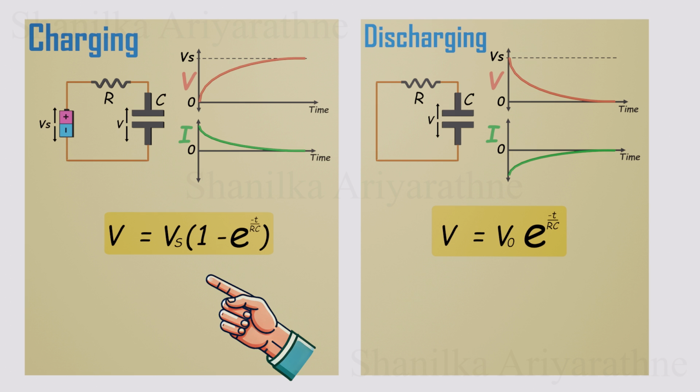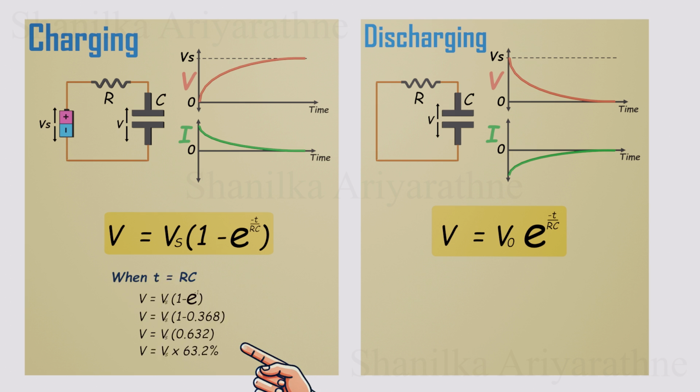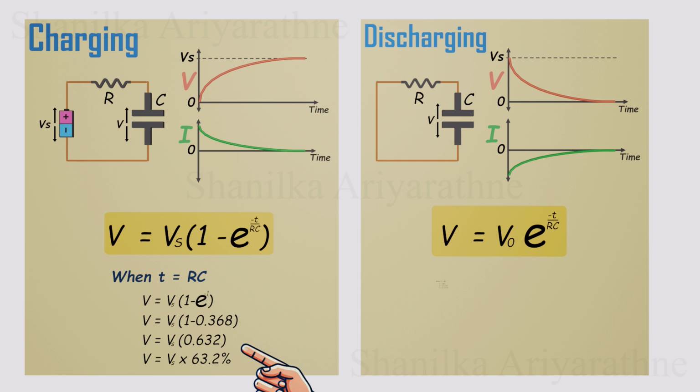Now, what happens after one time constant, when time t equals R times C? At that point, the exponential part of the formula becomes about 0.368. So the equation simplifies to V equals Vs times 1 minus 0.368, which equals Vs times 0.632. This means that after one time constant, the capacitor's voltage has reached about 63.2% of the supply voltage. And that's where this magical 63.2% number actually comes from.